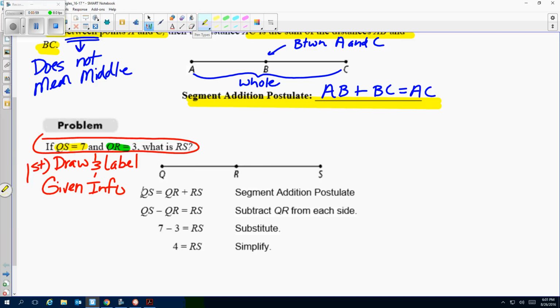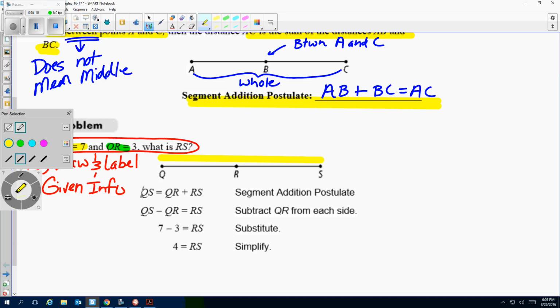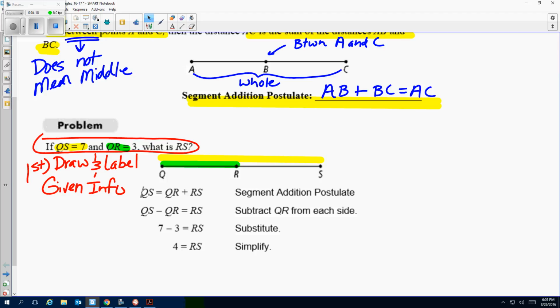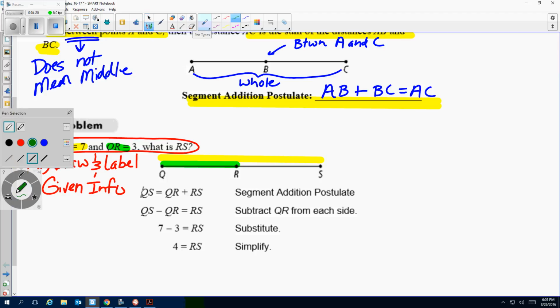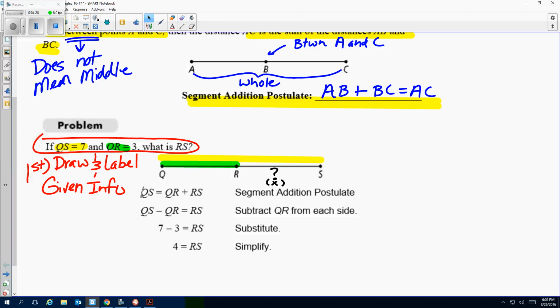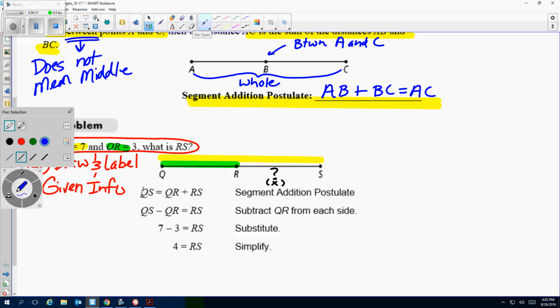QS is actually the whole segment, so I'm going to create a little bracket to identify that. I'm going to go above QS right there, and then go back to my green. That's QR, that part right there. And they want to find out RS. So RS is what we're trying to find. That's our unknown, or we can say that is our X. But we know QS, the whole thing, is 7, and we know that QR is 3. So you can physically see that the other part has to be 4.